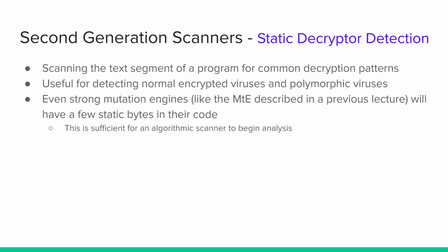Another more modern malware scanning technique that was developed was a way to scan for encryption operations, so decryptors. You would scan the text segment for things that look like decryption operations, which would be really handy, so that we could start trying to brute force decrypt the encrypted data. It turns out it's sufficient that an algorithmic scanner just finds a couple of static bytes in a certain area to begin its work of analyzing the file using that algorithm that we developed, which is nice to know.